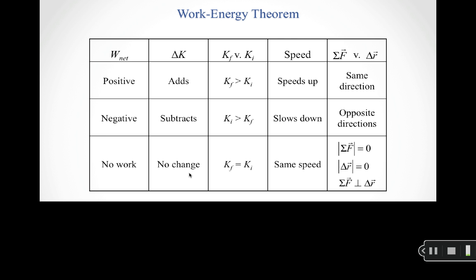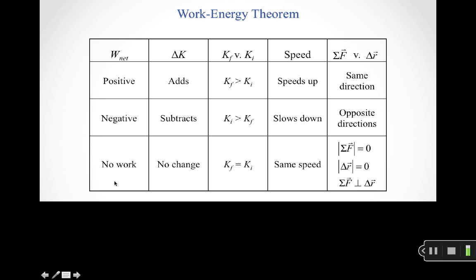So to summarize, again, the net work can be positive, negative, or 0. If the net work is positive, that means you are adding to the kinetic energy of your object. It's got a larger final kinetic energy than it had initially, which means your object is speeding up, and that happens because the net force points in the same direction as the displacement. Your net work is negative when it is subtracting kinetic energy. So the net force is taking kinetic energy away from the system, which means that your initial kinetic energy was larger than your final kinetic energy, and your object is slowing down. Again, this happens when the net force points opposite the direction of the displacement.